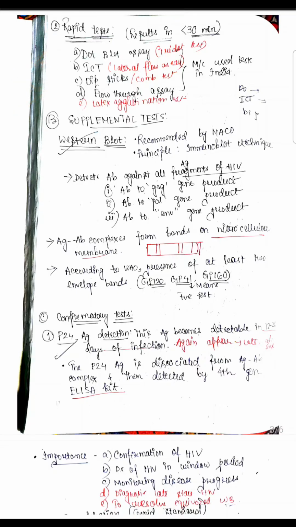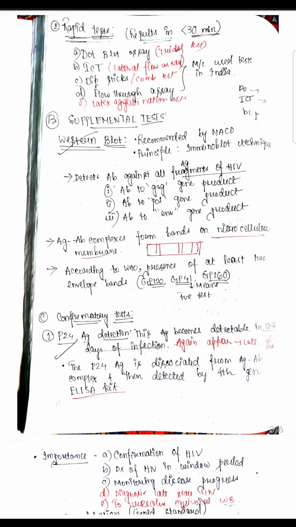The first one is the dot blot assay. In the dot blot assay, we perform the tri-dot test. In the ICT, we perform the lateral flow assay. Then we have the dipsticks or the Coombs test and the flow through assay as well. These are the tests that are most commonly used in India. Along with that, we also have the latex agglutination test, but these are also used for detecting the HIV antibodies.